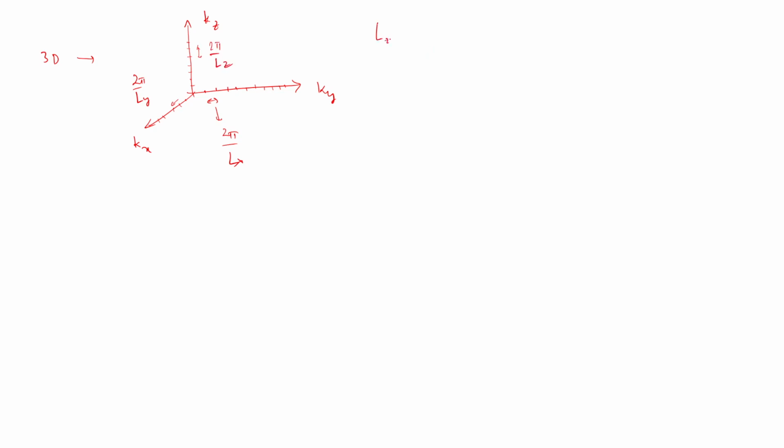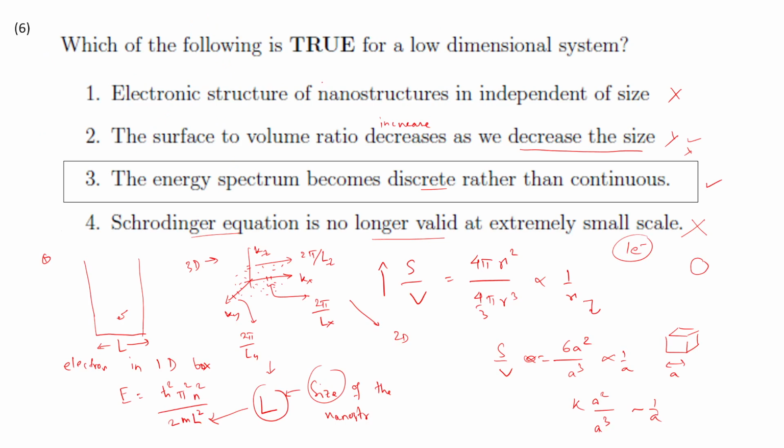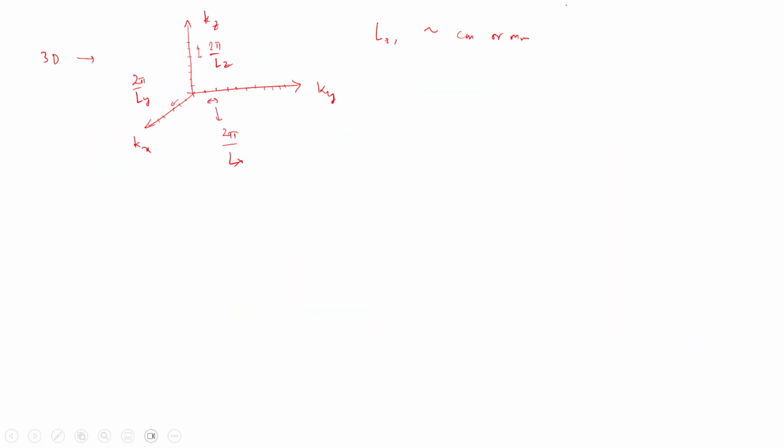Now these Lx, Ly, Lz are of the order of centimeter or mm, so these are quite big. But what the question is asking is about a low dimensional system. So let us say from 3D we want to go to 2D or 1D. Let us go to 2D first. What we want to do is reduce one of the sizes. Let's say Lz is 1 centimeter initially.